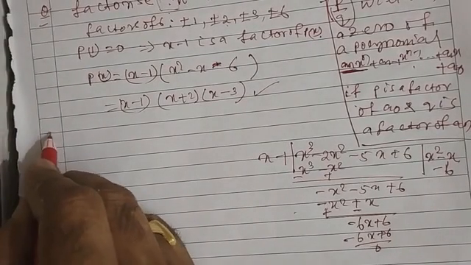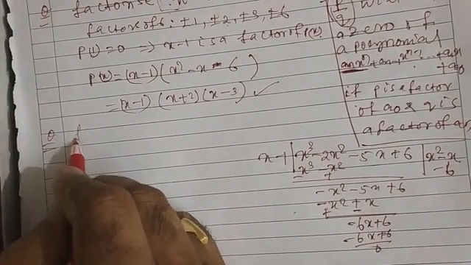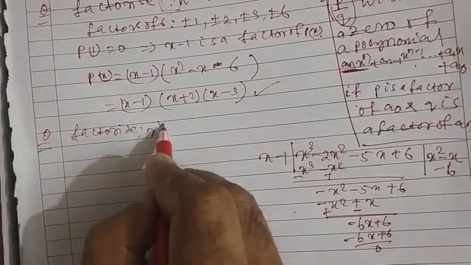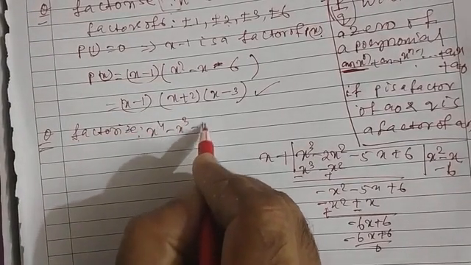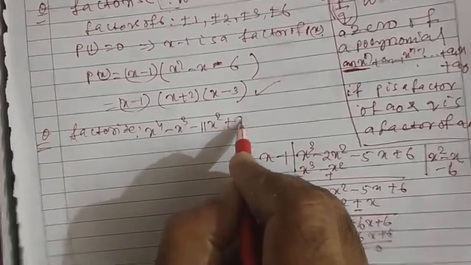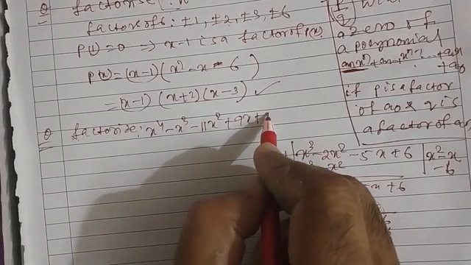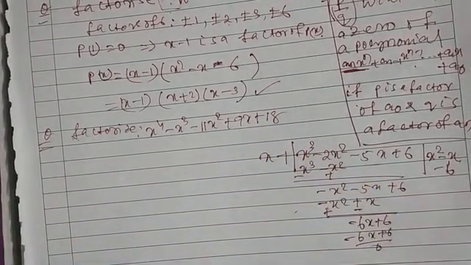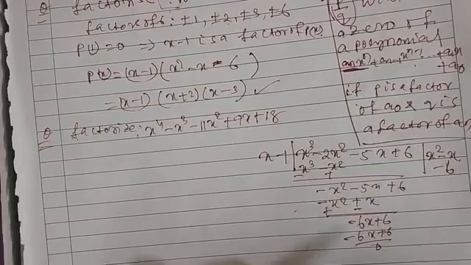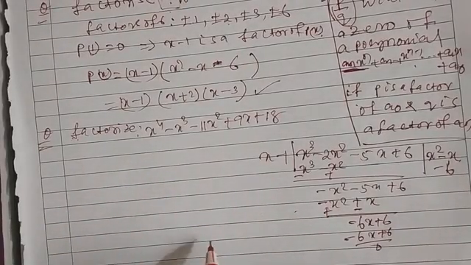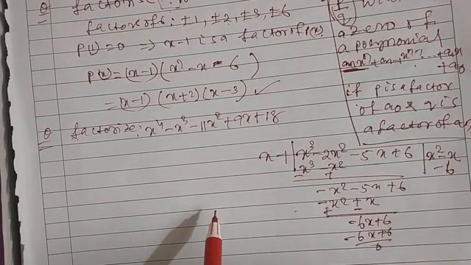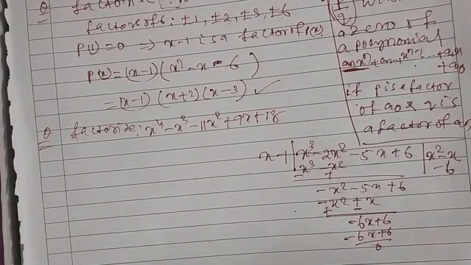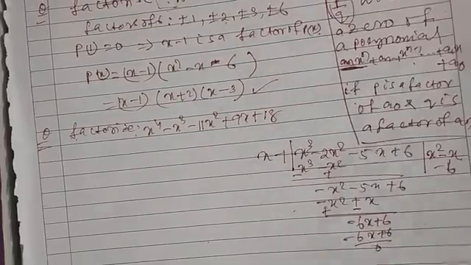So in the same way you will solve this question. Factorize x fourth minus x cube minus 11x square plus 9x plus 18. Here, as it is a fourth degree polynomial, you will try for 2 factors. Let us take another question.